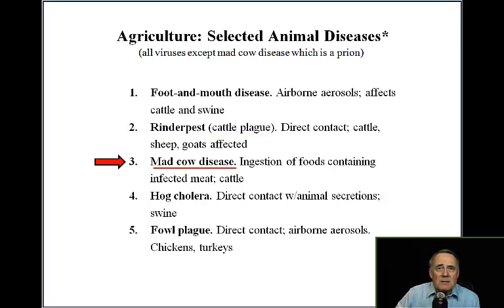Mad cow disease is the next one. It's ingestion of food containing infected meat. It affects cattle. Hog cholera is the next one. Direct contact with animal secretions. It affects swine as implied by its name. And fowl plague. Direct contact, airborne aerosols. It affects all poultry, including chickens and turkeys.